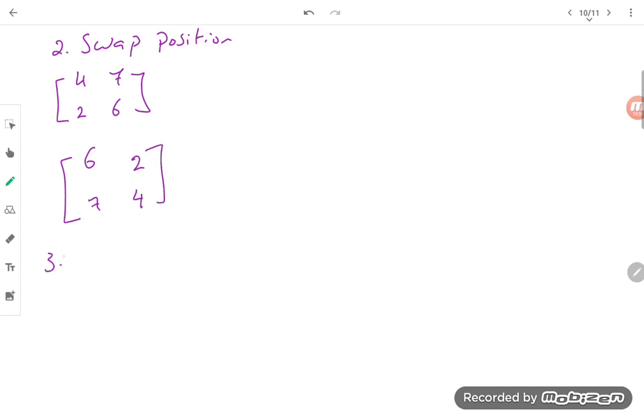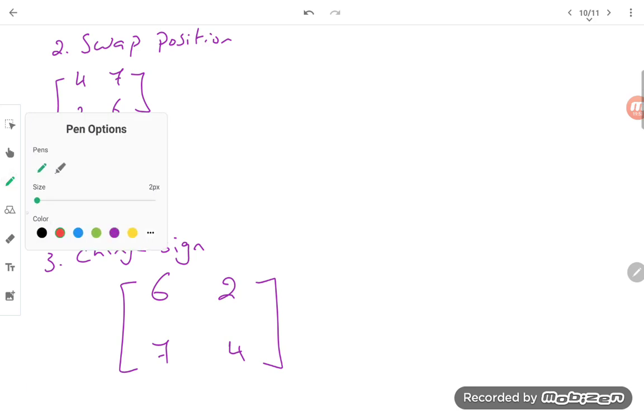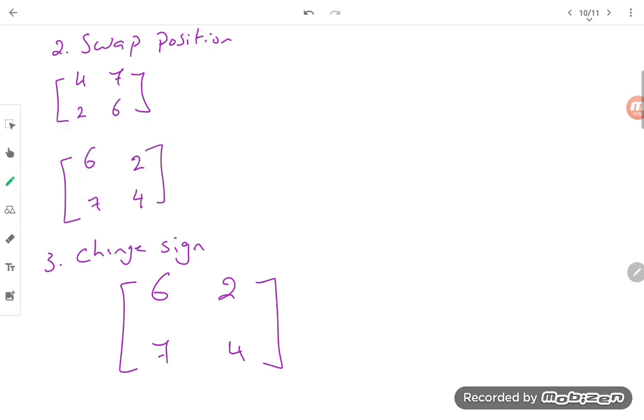Step number 3 is to apply sign rule or change sign. This is the original matrix. Then we are going to apply the sign rule, which is positive, negative, positive, negative. So this is positive as it is, while this is going to be negative, and this is positive as it is, while this 7 is going to be negative. So the new matrix will be 6, -2, -7, and 4.